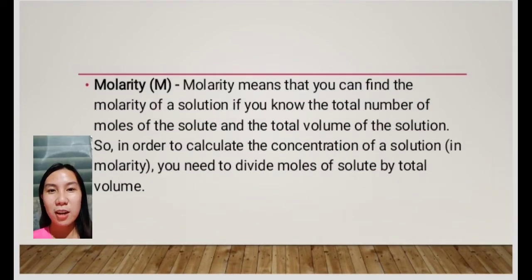Number 4. Molarity. You can find the molarity of a solution if you know the total number of moles of the solute and the total volume of the solution. So, in order to calculate the concentration of a solution in molarity, you need to divide moles of solute by total volume.